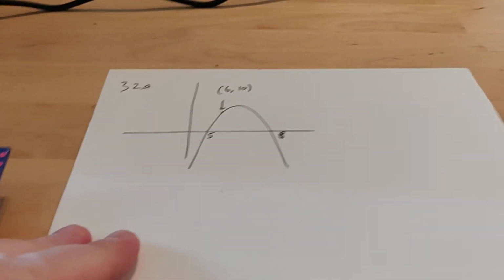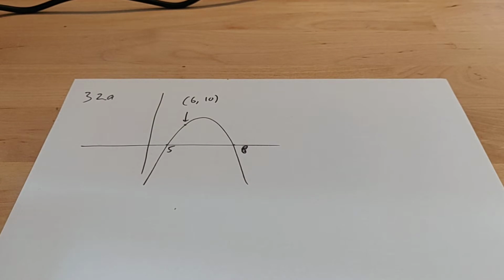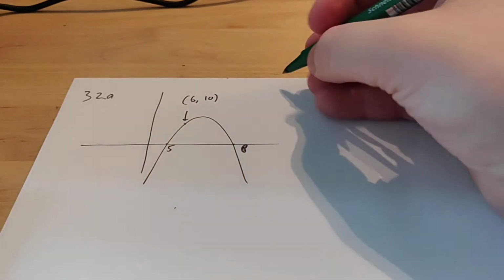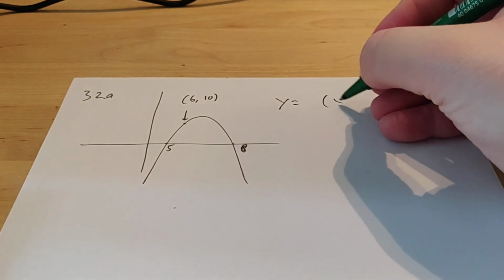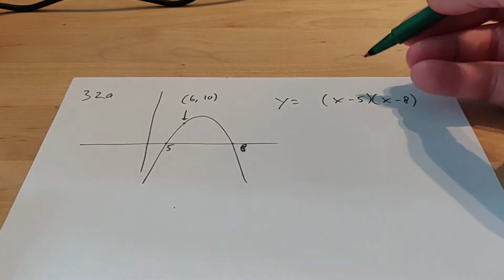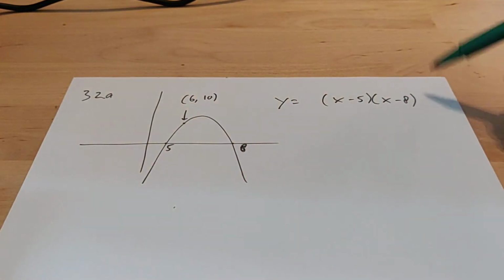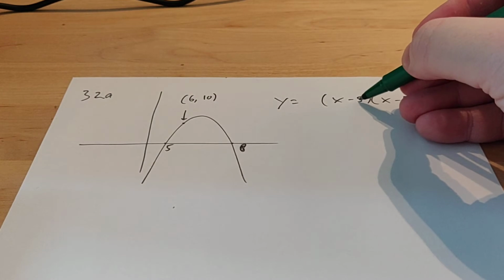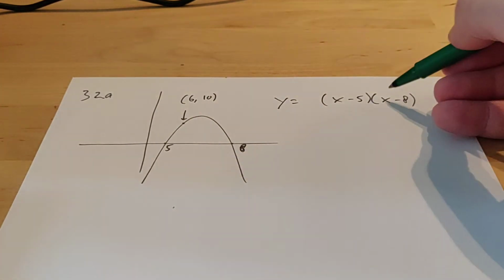Now one thing that you should know, otherwise you have no clue how this exercise works, is that if you know the x-intercepts, you can already say that the formula will have those numbers in brackets. This will be part of the formula, because if you say that this equals 0, that means that x minus 5 is 0, which means that x is 5, or x is 8.